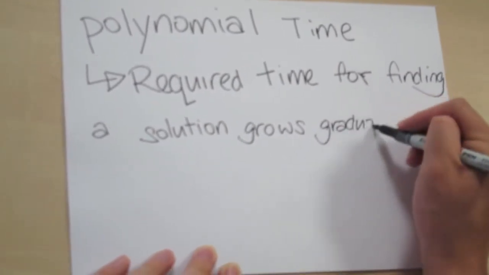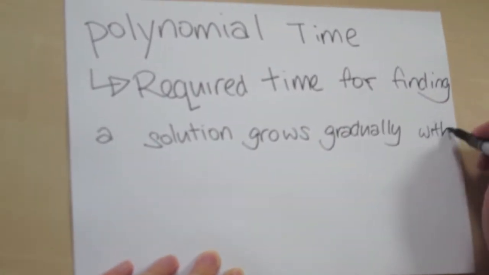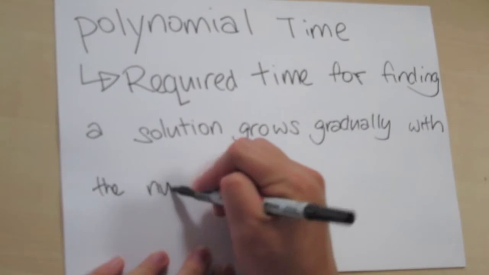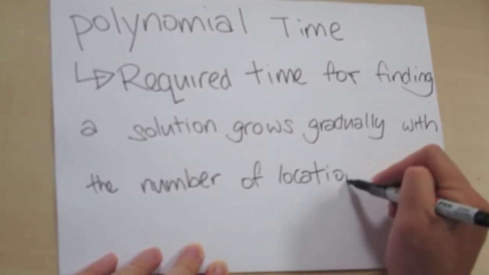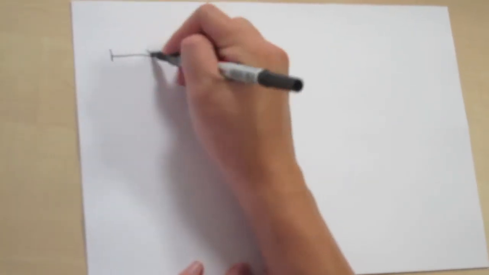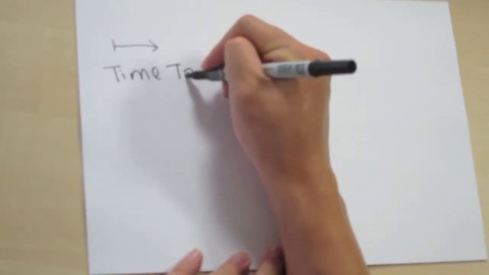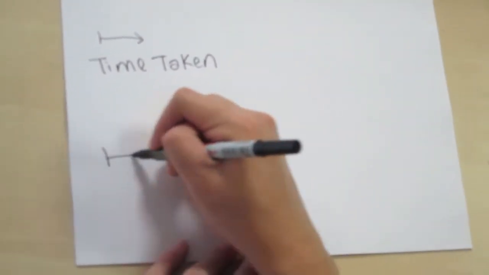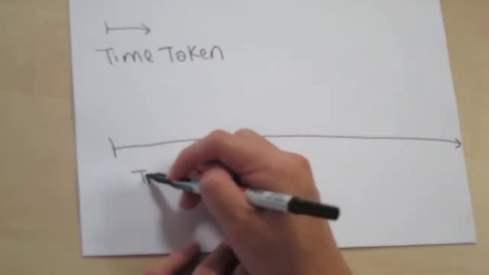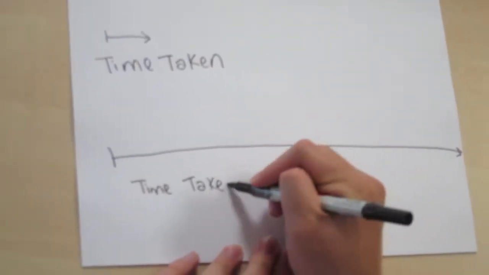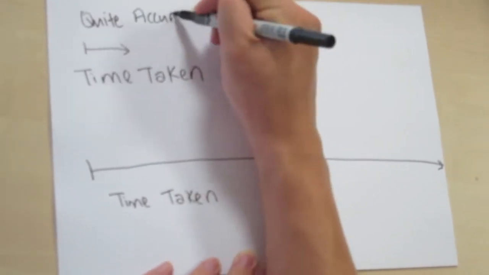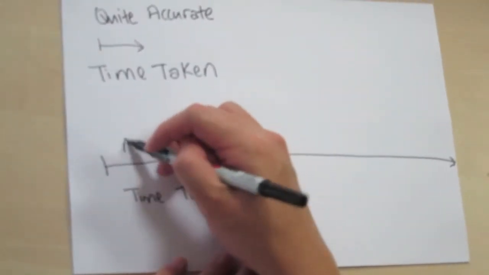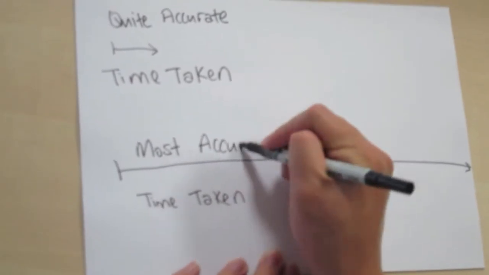In other words, the required time for finding a solution grows gradually with the number of locations. Therefore, we sacrifice getting the most accurate solution, or in this case, the absolute shortest path, for a path with distance quite close to the shortest, and acquiring it in a reasonable amount of time instead.